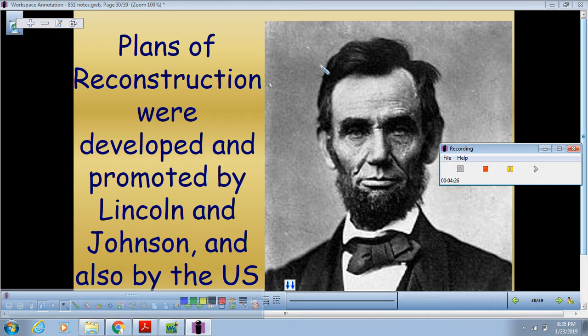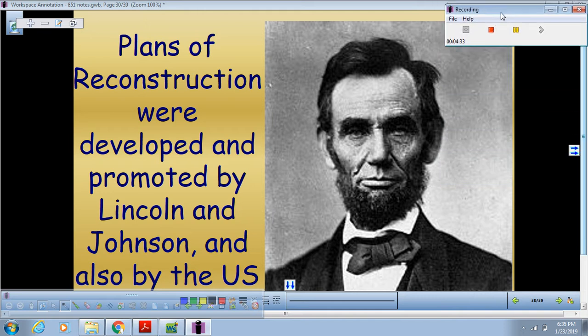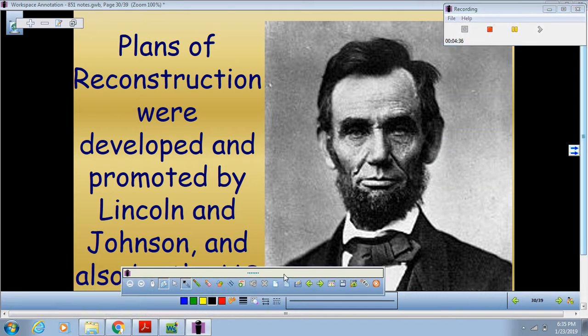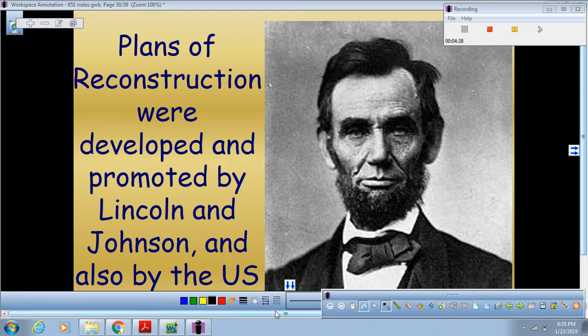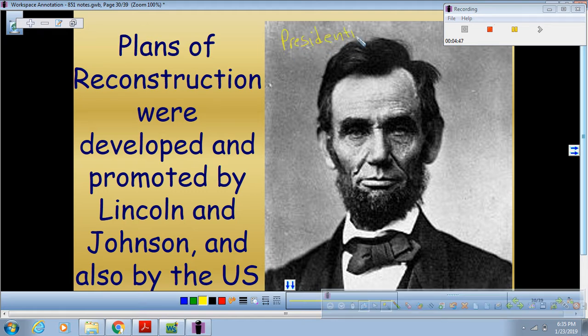In this lesson, we are going to look at the 3 different plans of Reconstruction. Now, Lincoln, of course, had the first plan, and it's part of presidential Reconstruction. Presidential Reconstruction had one major goal. Presidential Reconstruction's goal was to unify the nation. The nation had been torn apart by the Civil War.